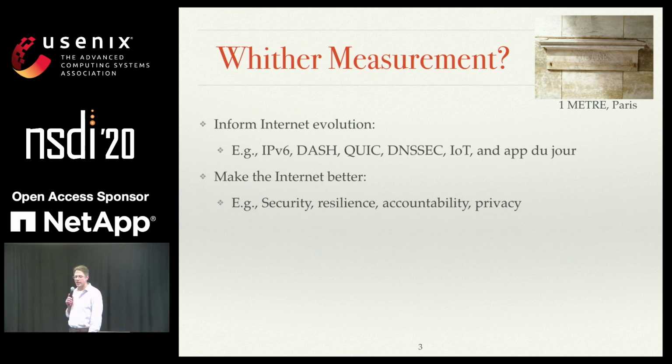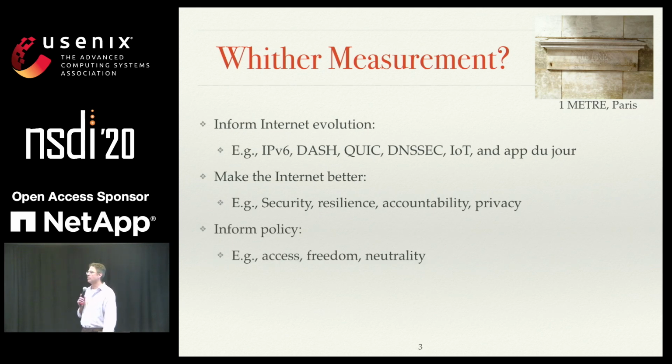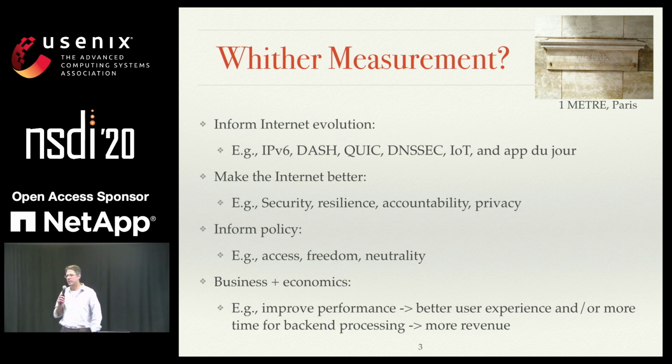We also want to make the internet better. So this might mean security, or it might mean resilience, or accountability, or privacy. We also want to inform policy. So we might be interested in how we get access for everyone, how we do freedom of network, or how we do network neutrality. And then, of course, many times we do measurement simply from some sort of business or economic motivation underlying it. As an example of this, often companies will try to measure things to improve performance, either to get better user experience and/or more time for the back-end processing, which in the end equates to more revenue for those companies.